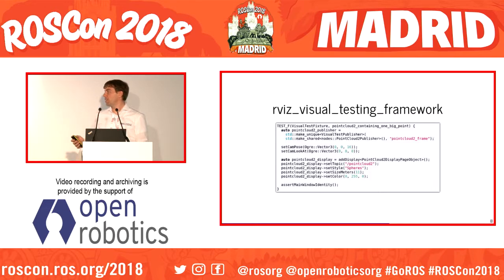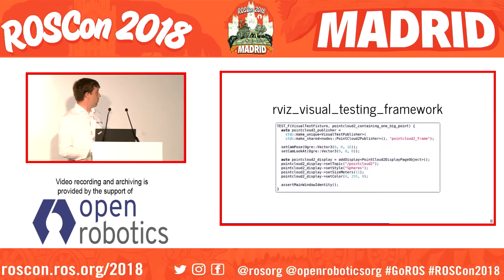And don't be afraid, this is going to be the only slide of code I'm showing. I just want to walk you through the test, because that's the actual example test. We have a special test fixture which does all the heavy lifting, and then we start up a publisher, in this example a point cloud publisher, which publishes a very simple point cloud consisting of one single point. Then we set up the RViz window, so we define the camera perspective and make sure that the scene is pointing at the point we are publishing.